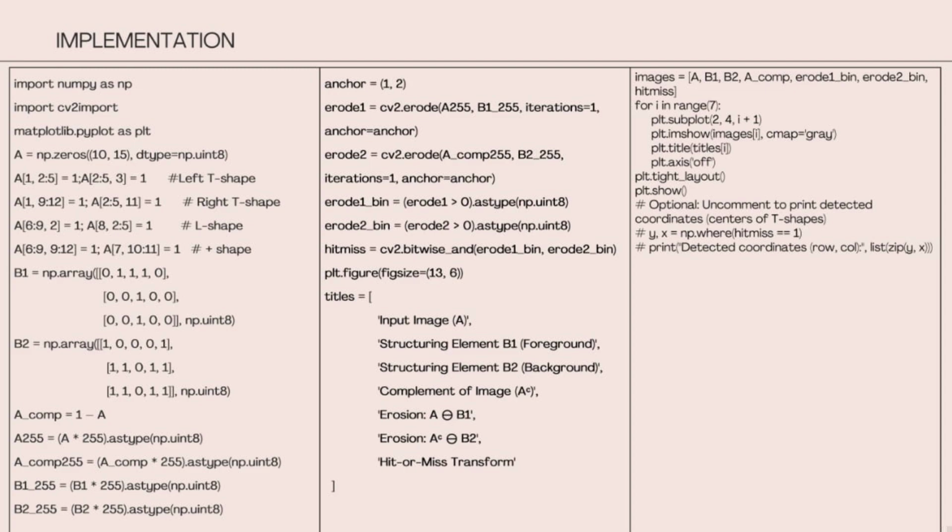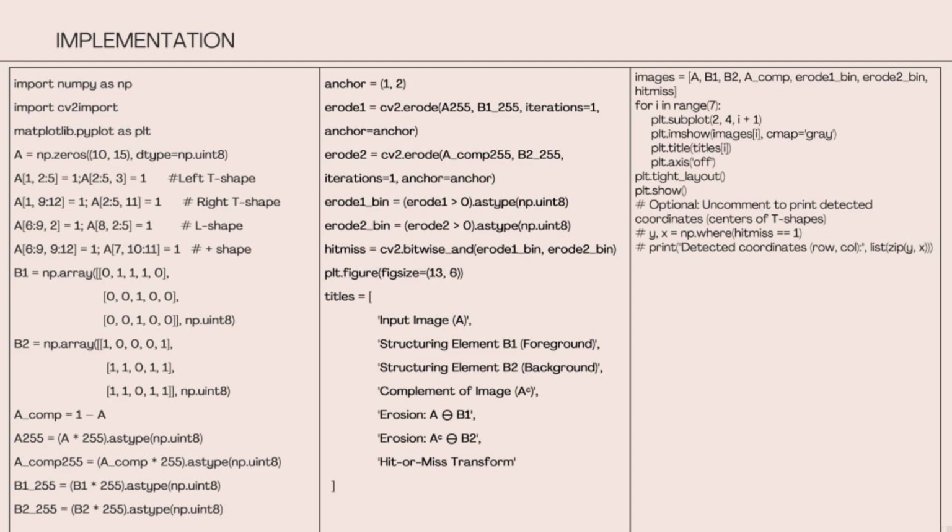Both of them are small matrices that help the program check where the shape fits. Then we find the complement of the image, called A. In this image, white becomes black and black becomes white. We do this because hit or miss looks at both the shape and its surrounding background at the same time.